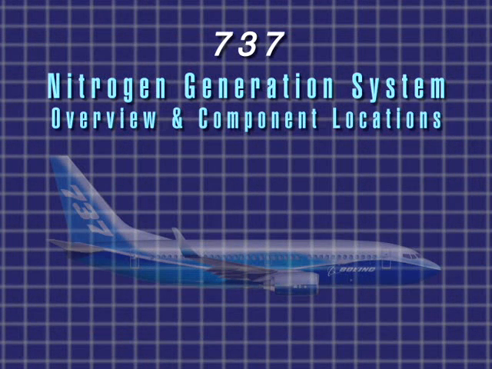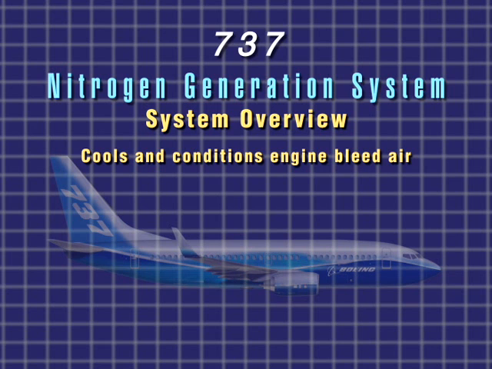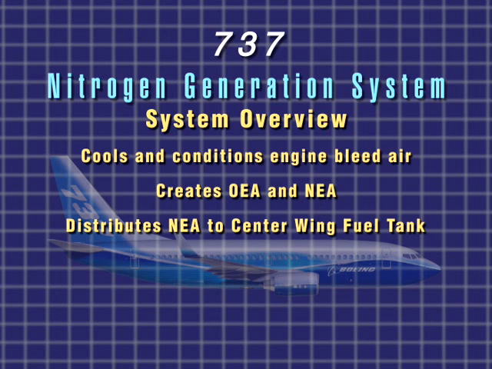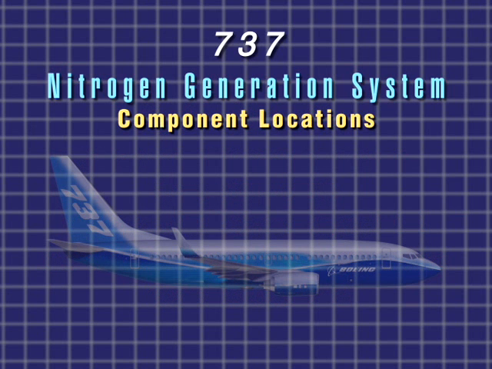This ends our program, 737NG Nitrogen Generation System Overview and Component Locations. We have seen how the Nitrogen Generation System, or NGS, cools and conditions bleed air from the engines, separates it into oxygen-enriched air, or OEA, and nitrogen-enriched air, or NEA. Then distributes the NEA to the center wing fuel tank. We saw how the NGS control system controls operation for performance and safety, and how to get status information. Then we saw the location of the major components.